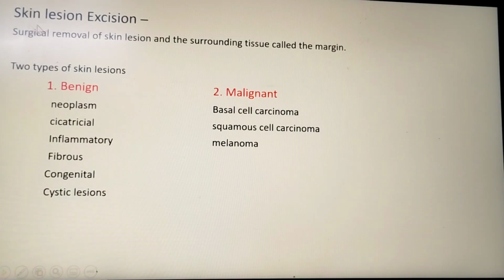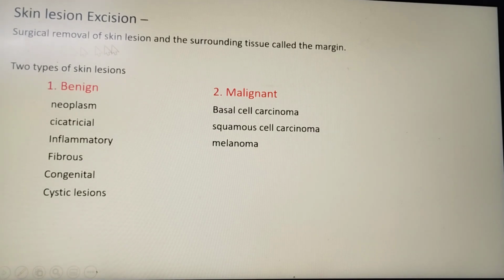First, skin lesion excision. So what do you mean by excision? Excision means removal. So skin lesion excision means surgical removal of a skin lesion and the surrounding tissue called the margin. Some skin lesions may be cancerous, some may be malignant or pre-malignant, and they have to be removed from the body. So for that they will perform the excision procedure.